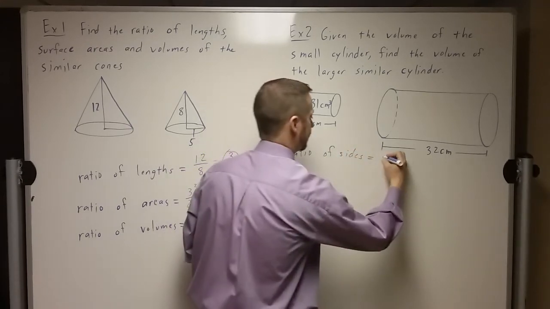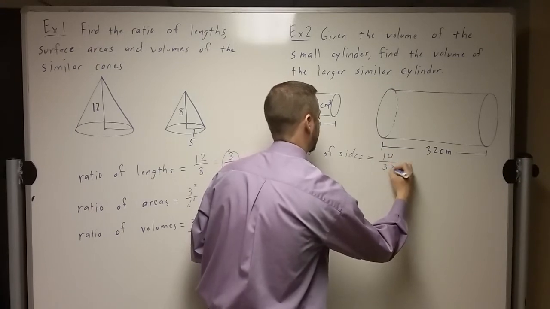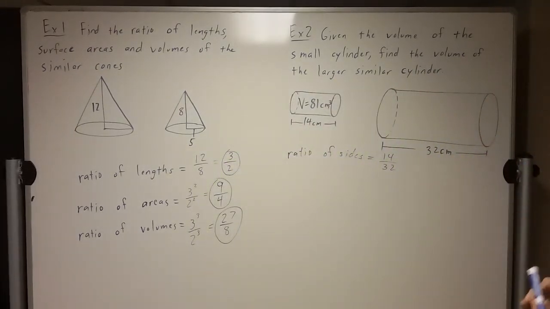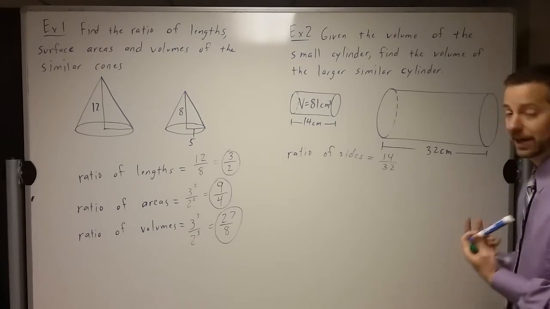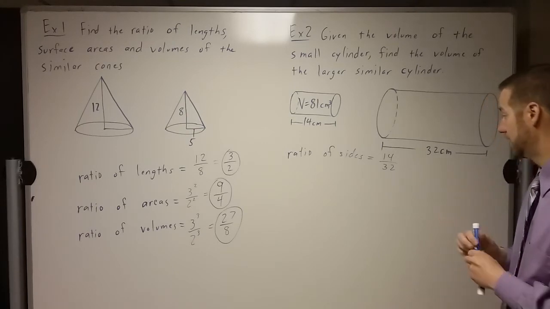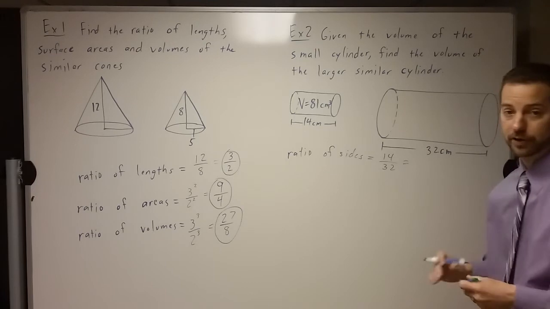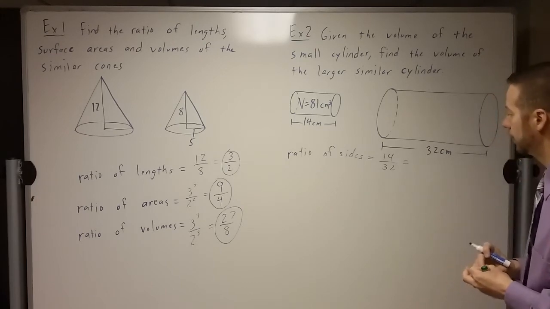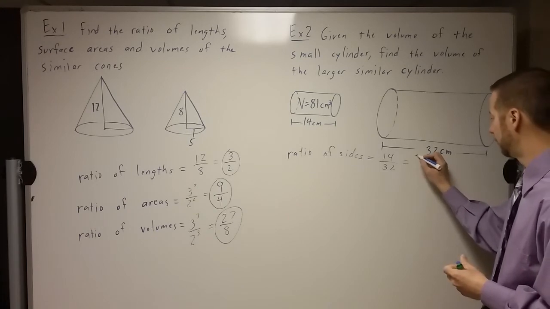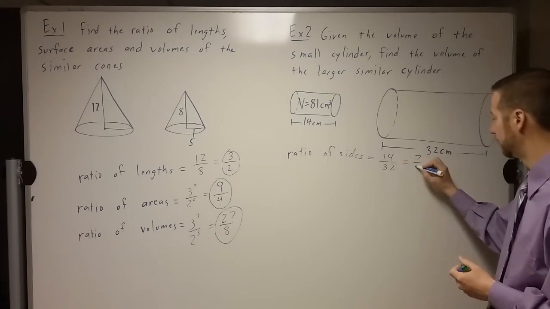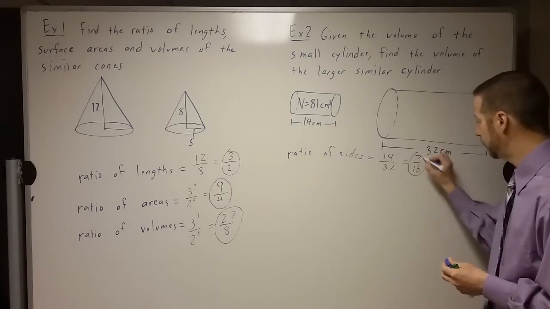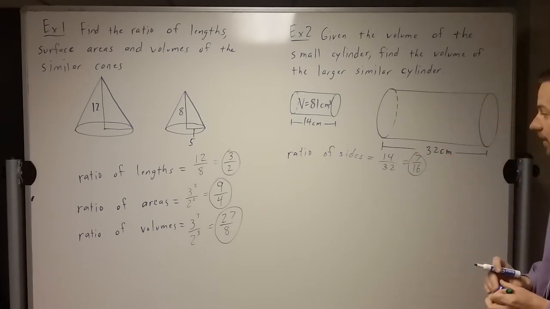Sides is 14 over 32, if I go smaller to bigger, the one on the left to the one on the right. Now I'm going to simplify that just to make my life easier. You would actually get the right answer if you didn't simplify it, it just is going to have to deal with much larger numbers if we don't simplify. So let's think about what number goes into 14 and 32. All right, 2 goes into both of those for sure, right? So 2 times 7 is 14. 2 times 16 is 32. So the ratio of the sides is 7 to 16.